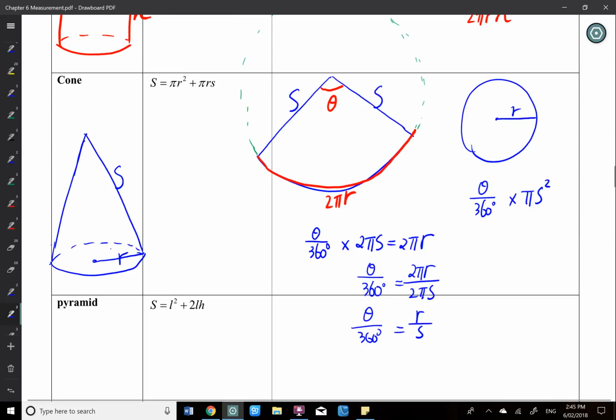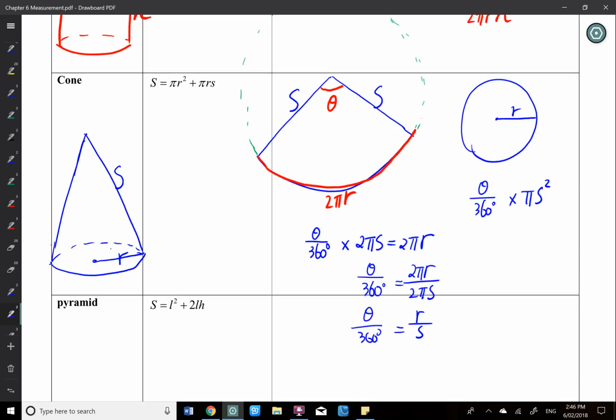Okay, the proportion of the sector compared to the big circle times the area of the big circle will give me the area of the sector. That's what we're trying to find, because we want to find surface area. And we need to find the area of the sector and the area of the circle. So therefore, proportion times the area of the big circle will give me the area of the sector.